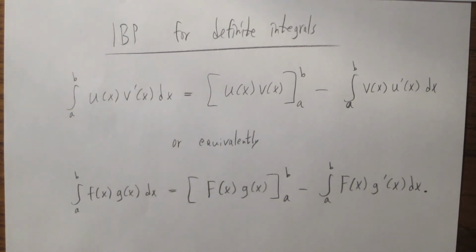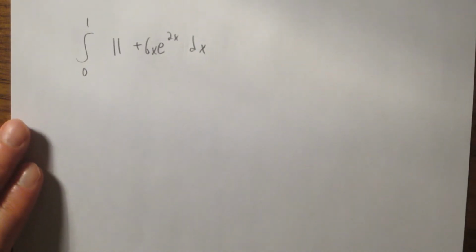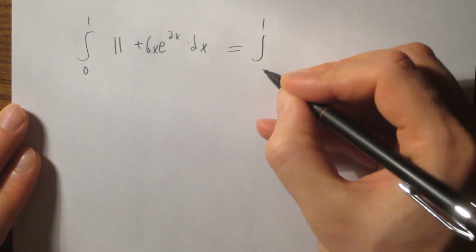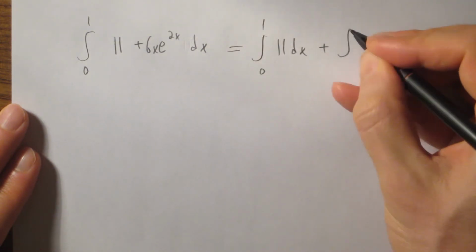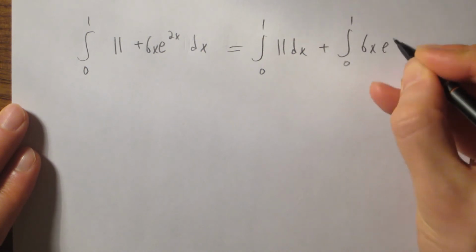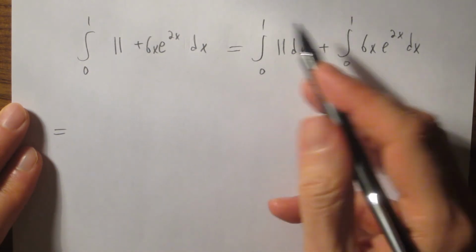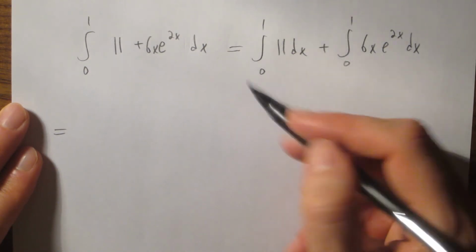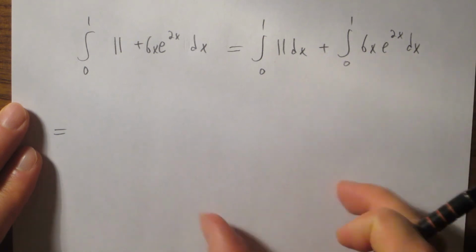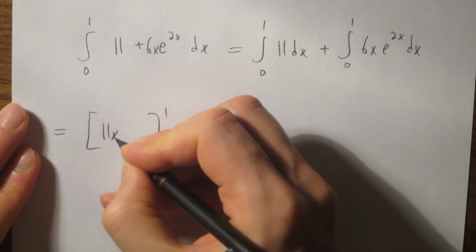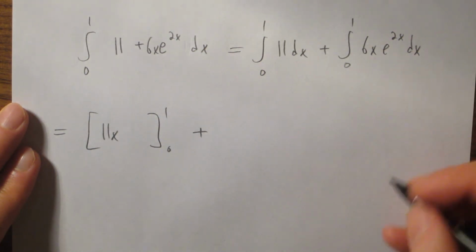Right, so here's a practical example. Find the definite integral from 0 to 1 of 11 plus 6x e to the power 2x. So we can just chop it up. 1 is going to be very easy. And here you need to use integration by parts. So as an area interpretation, this is going to be 11, right? 1 times 11. But let's do it algebraically. And here you use integration by parts.